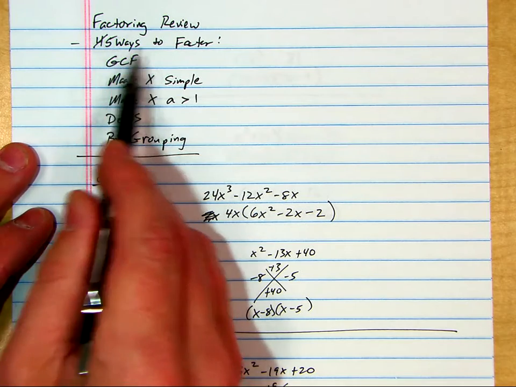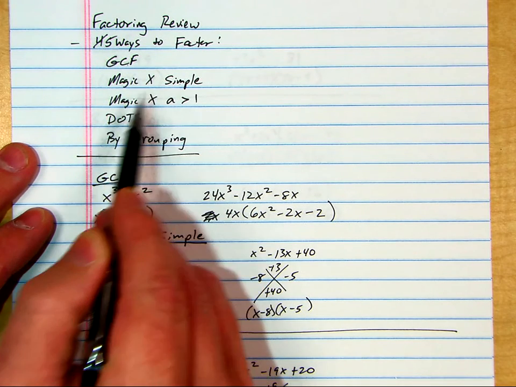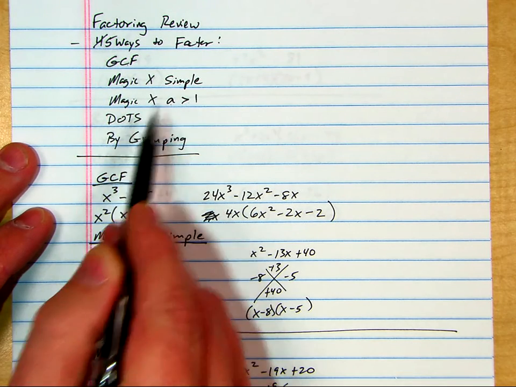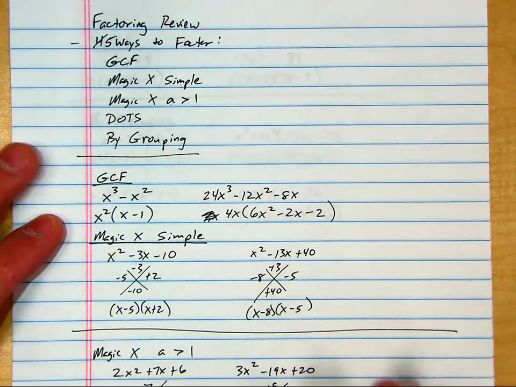So there's 5 basic ways to factor. Greatest common factor. There's a magic X with the simple version, magic X if A is greater than 1. And then there's a simple pattern of difference of 2 squares, and there's factoring by grouping.